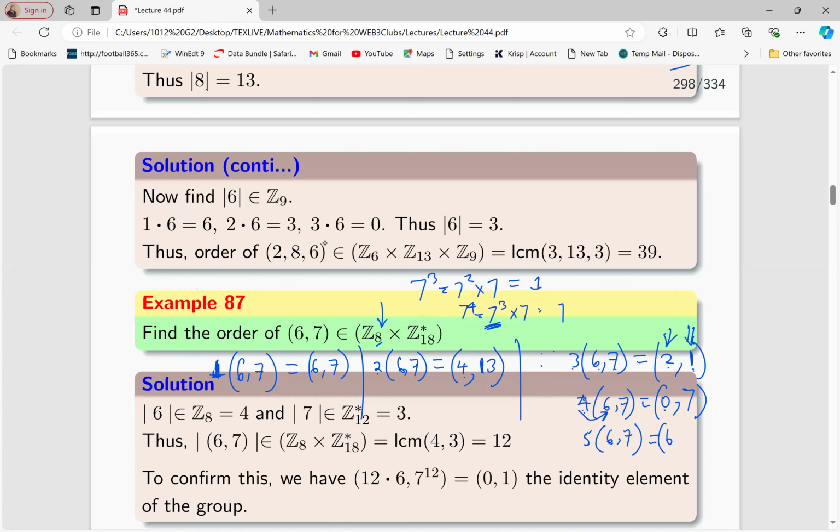I've just taken this 0 plus this. 4 times was giving us that. So 5 times will be this times 6, which is 6. And then 7 times 7 will be 49, and that had given us 1. And so on. When you continue that, by the time you arrive at 12 times, you would get 0, 1. You get the identity.